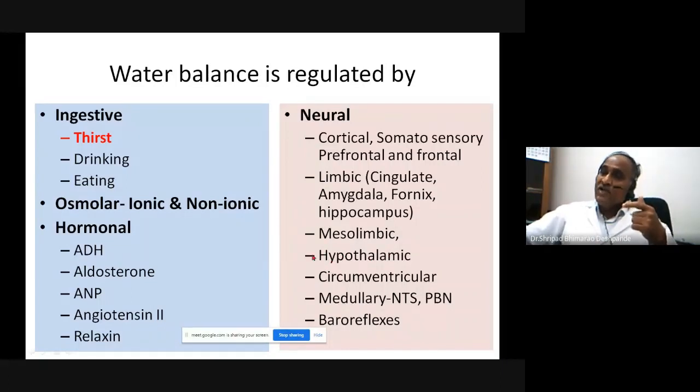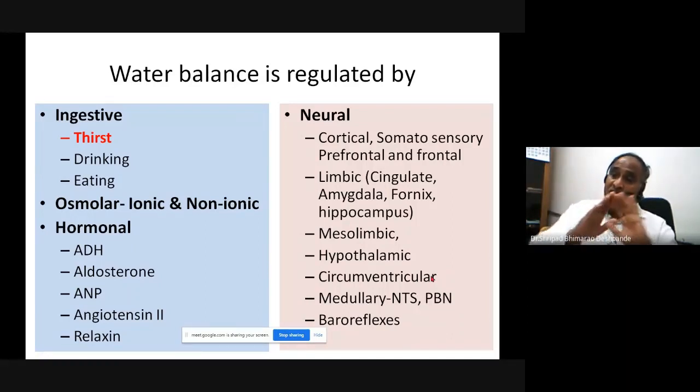Then the hypothalamic centers I will separate. There are several hypothalamic nuclei which regulate the water regulation. Then we have the circumventricular area in the brain. This is a very peculiar area, where the blood-brain barrier is not intact. It is the place where the blood-brain barrier is broken, or not continuous. It's discontinuous, so that it allows communication between the external part and the brain areas. So these are the circumventricular areas that I will talk about.